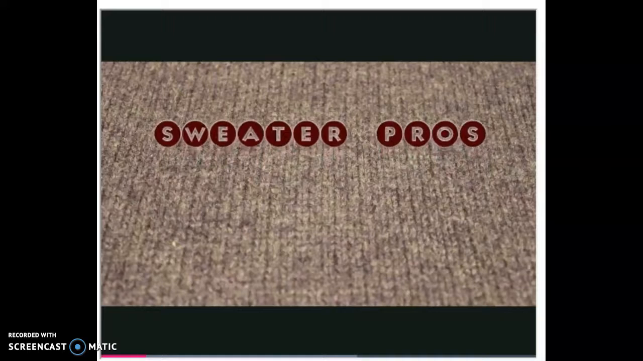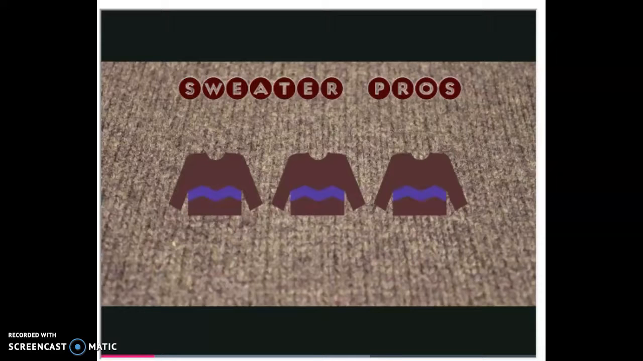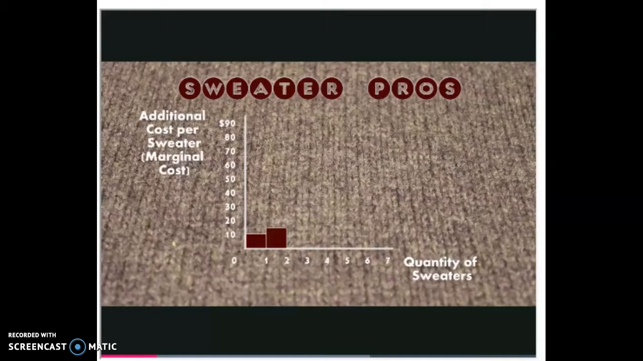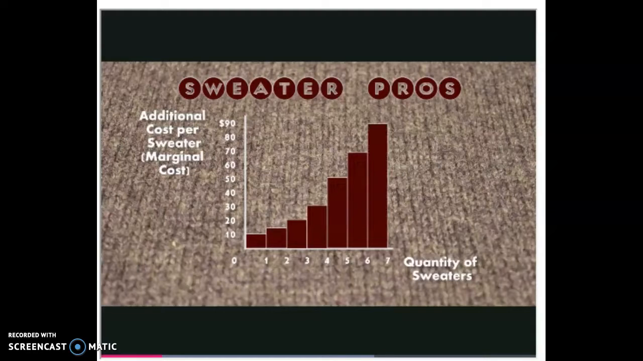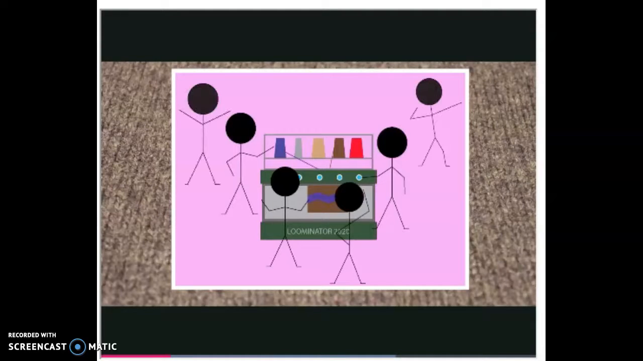Suppose the Sweater Pros company is among many sweater makers in the wool sweater industry, and for simplicity, assume that all wool sweaters are alike. As Sweater Pros makes more and more sweaters, the cost of making another sweater increases. This is in part because as more workers are hired to increase output, congestion and redundancy cause a decrease in worker productivity, and with lower productivity, it is more costly to make another sweater.